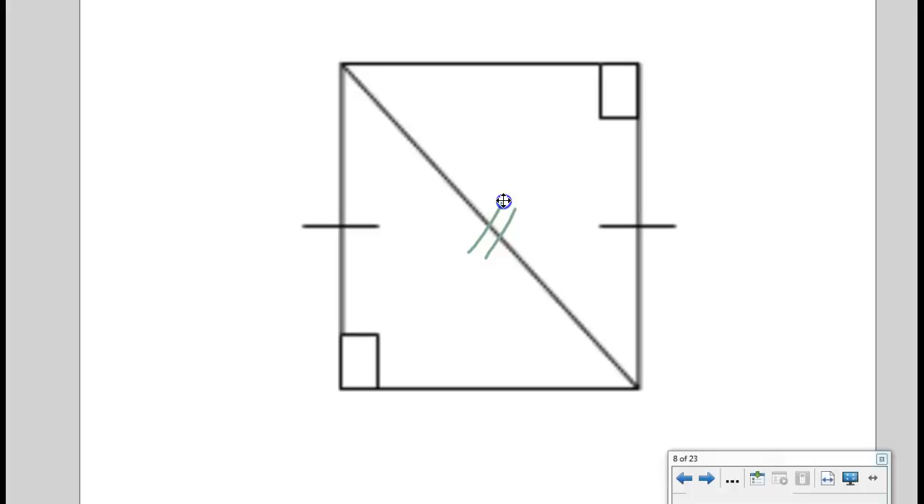Now, last week, if we had looked at this, we would have gotten angle, side, side. We would put not possible. But then on Monday, we learned there's an exception to almost every rule. And the exception to the rule is right triangles.